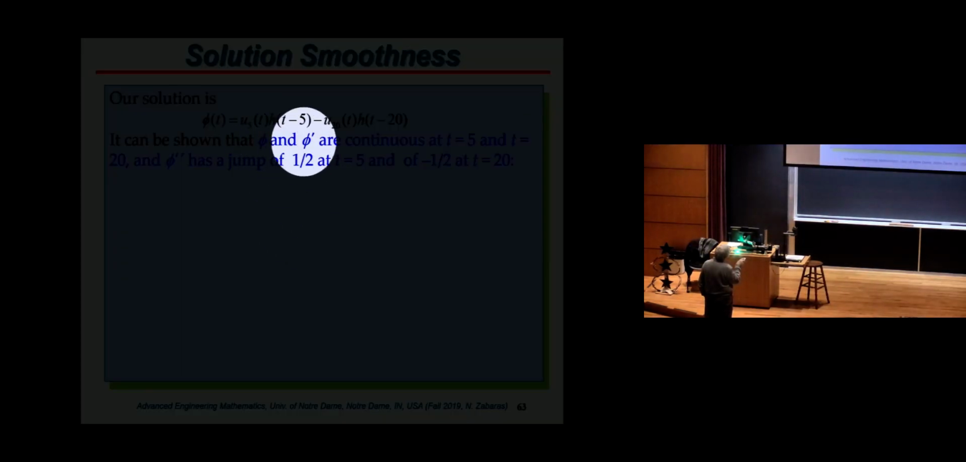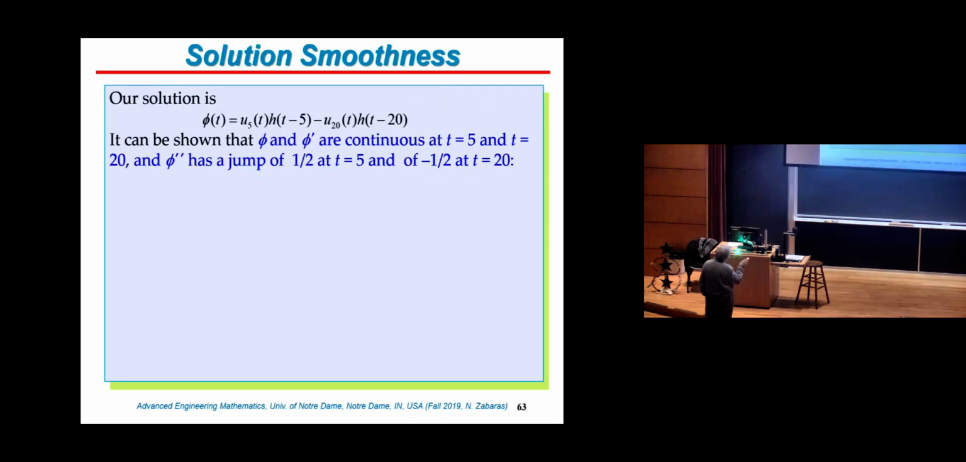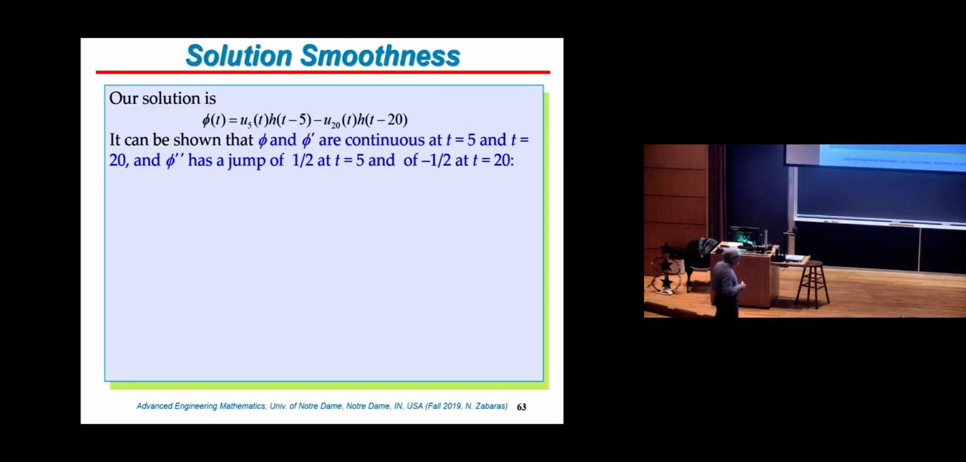So here the statement says that the solution to the differential equation, if we call it phi, that phi and phi prime are continuous at the points where the external force is discontinuous, but then it says phi double prime has a jump of 1/2 at time 5 and time 20. So can somebody give me some explanations of all of these things? Why does phi double prime, the second derivative of the solution, have a jump?